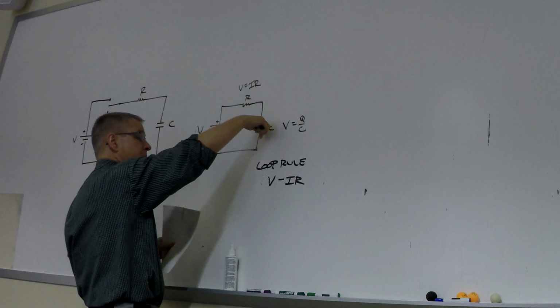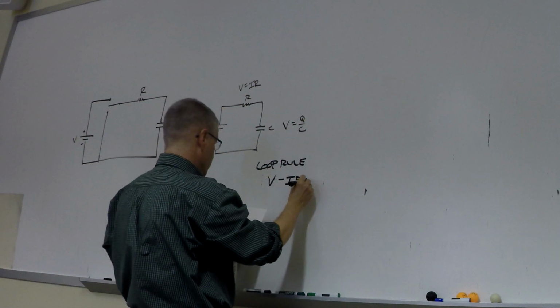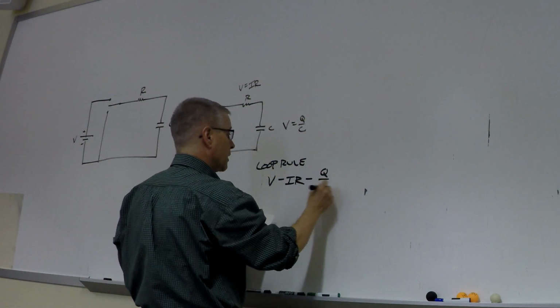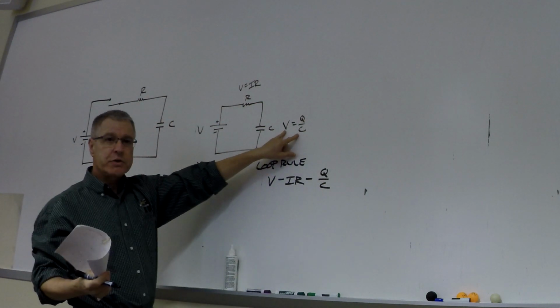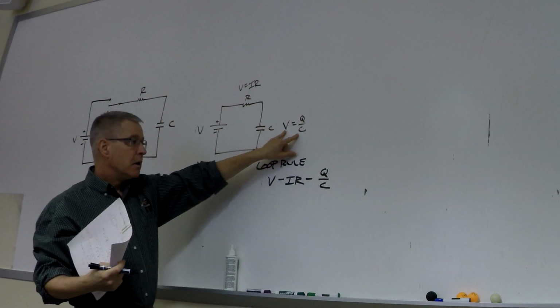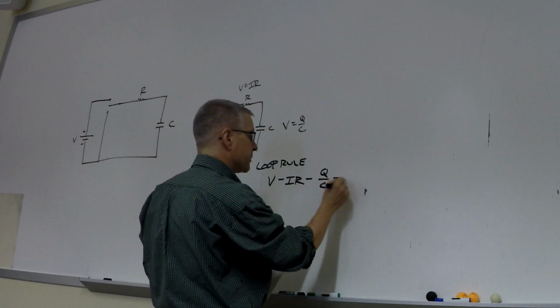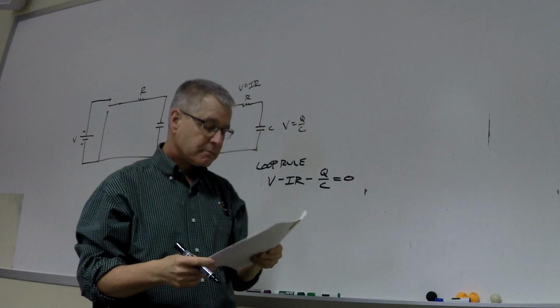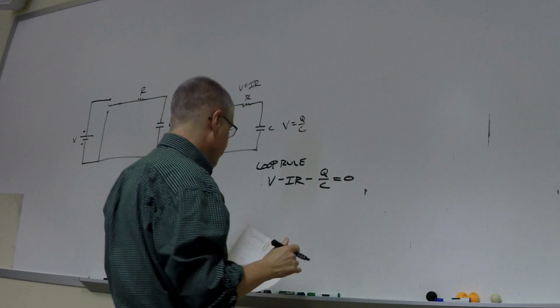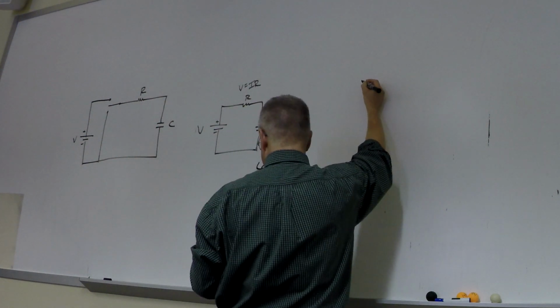And then we come across here, and from our Q = CV that we had before, just solving that for V, we get a drop across that. Then we're back to our starting point, so all that should add up to 0. So we'll use that as our base to start with. Then let's look at some different times.